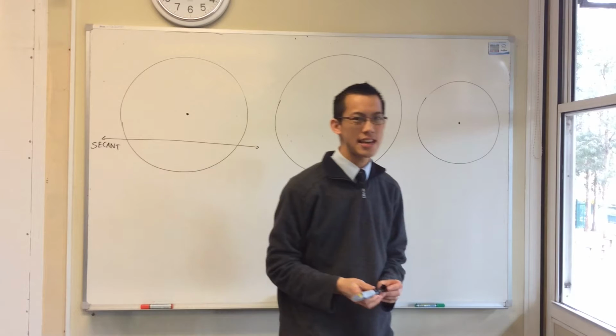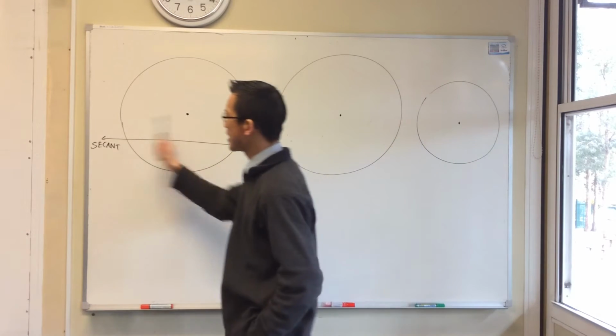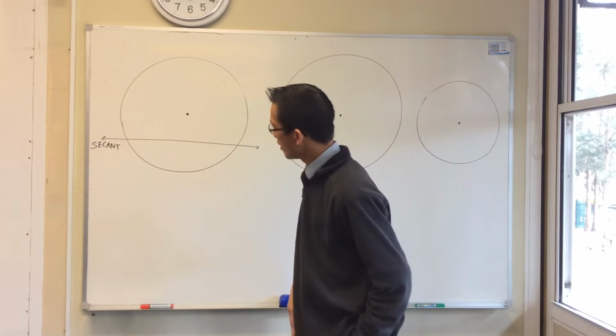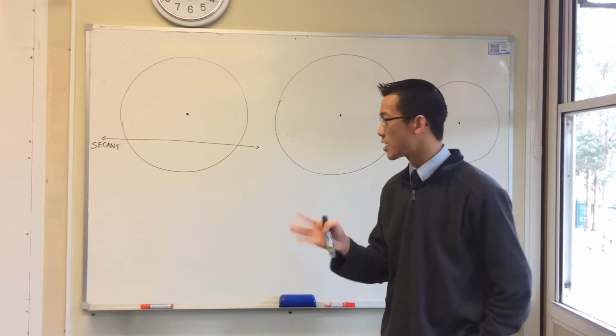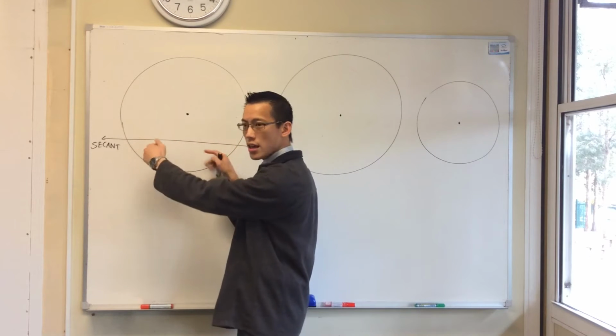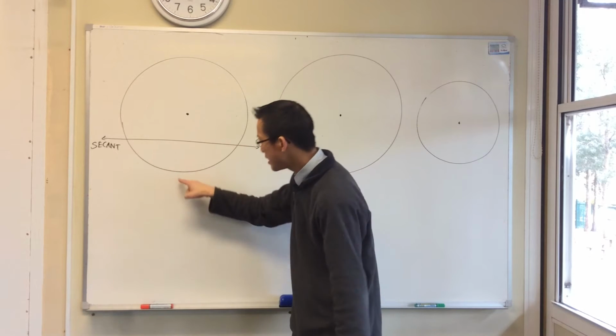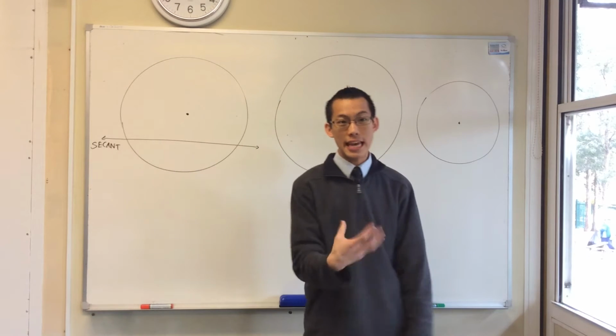Secant. S-E-C-A-N-T. If it slices through and it intersects the circumference twice. Now, what I'm going to do is think about what happens if the secant, rather than intersecting twice, I move it lower and lower until it intersects only once. It then gets a special name.